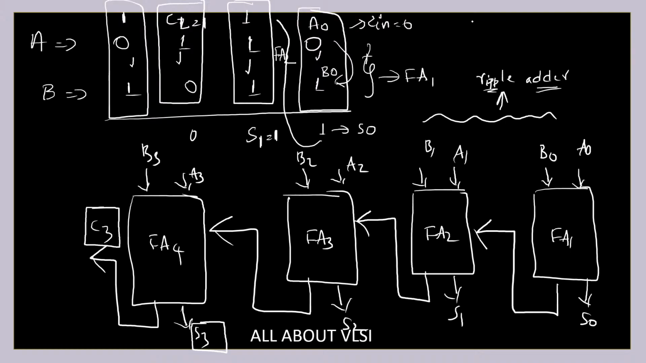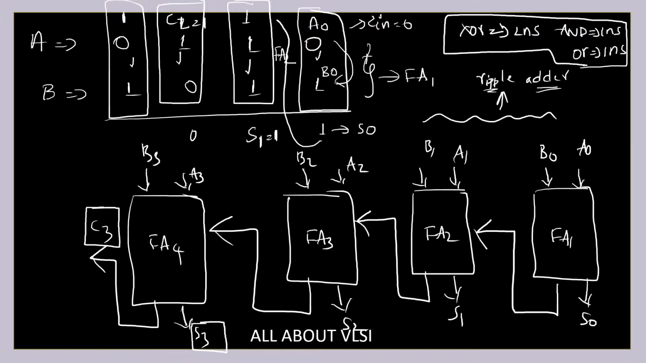Let's say in this full adder, the XOR gate propagation delay is 2 nanoseconds, the AND gate propagation delay is 1 nanosecond, and the OR gate propagation delay is 1 nanosecond. These are the time parameters I'm giving, and using them, try to find out after how many time units you get S3 and C3, so that we can understand what happens in the case of a 32-bit adder, or a 64-bit adder.